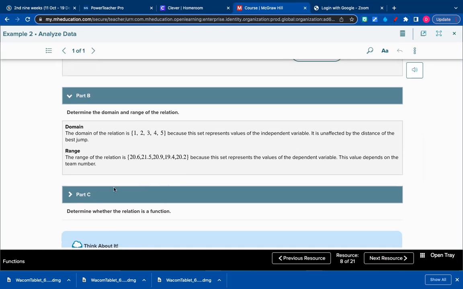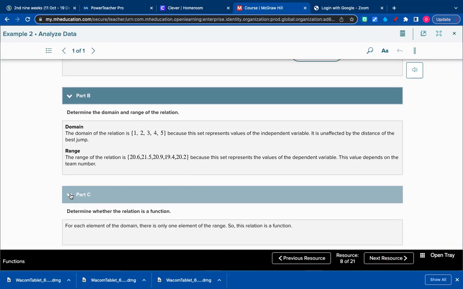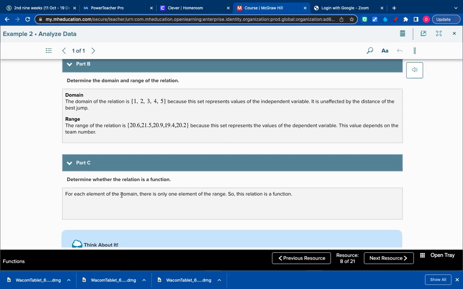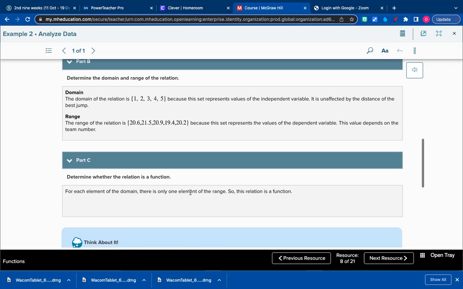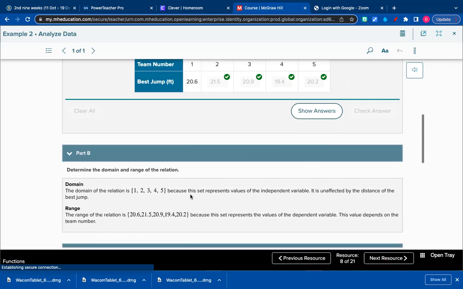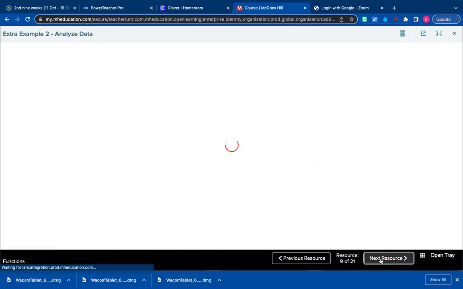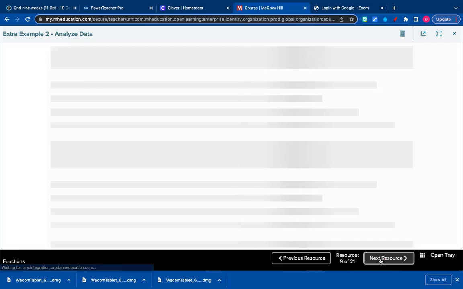So part C, determine whether the relation is a function. Well, yes, it's a function. For every element of the domain, there is exactly one element of the range. So the relation is a function. If I put in team number 1, and I could get 2 different distances, that would not be a function. Okay. So this is a function. Let's look at another example of analyzing our data.